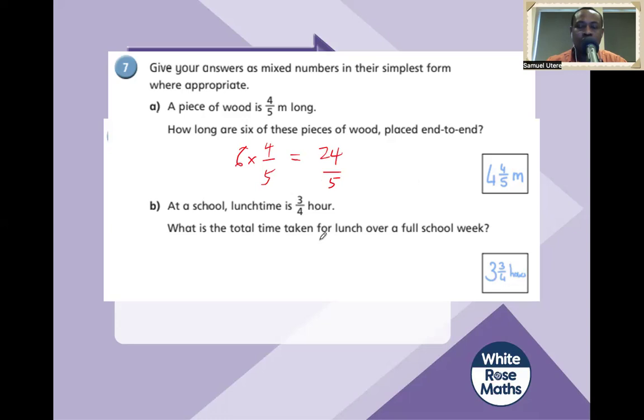A full school week is 5 days, so we're going to do 5 lots of 3/4. We know by now that when we multiply a fraction with an integer, we simply multiply the numerator. We know 15 divided by 4 is 3, because 4 times 3 is 12. So we write 3, and our remainder is 3, so it's 3 and 3/4 hours.